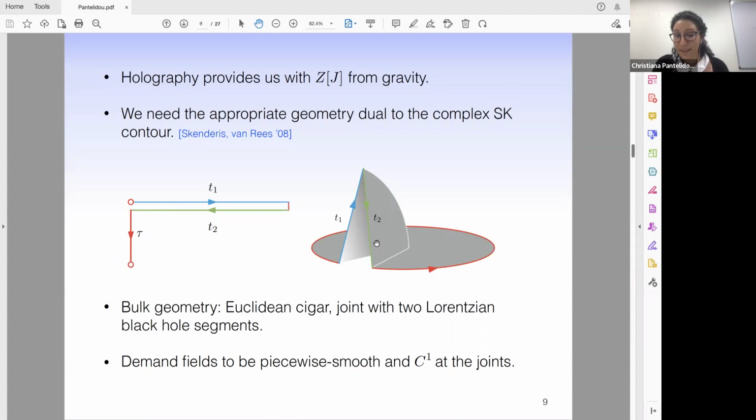Anything else? No. Okay. And just to add on that, now complex geometries are quite fashionable, so maybe one could try that.